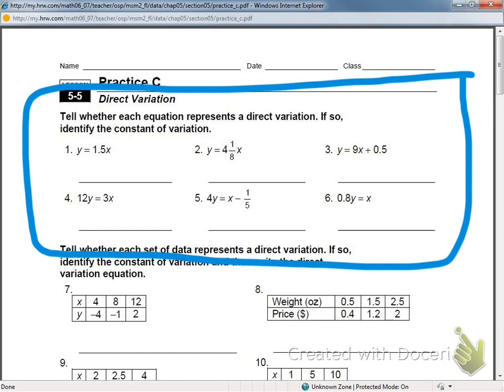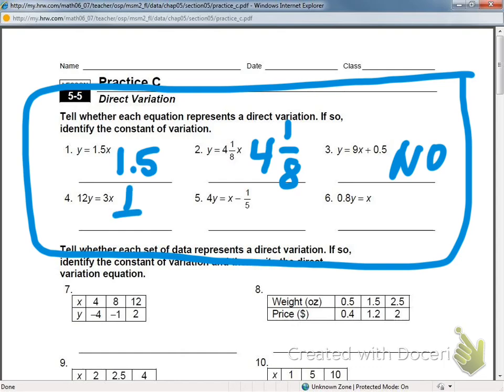Okay, let's check our answers for 1 through 6. For the first one, you should have 1.5. Second one is 4 1/8. Third one was no. The fourth one was 1/4, or 0.25. This one was no. And number 8 was 0.25.